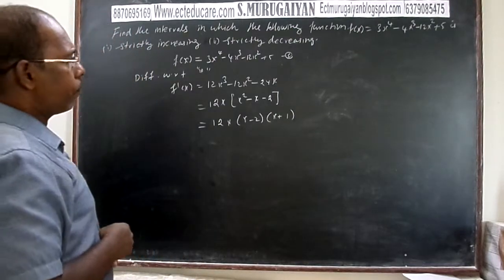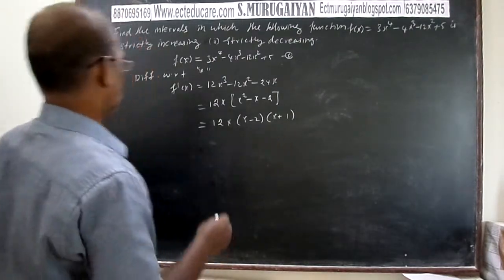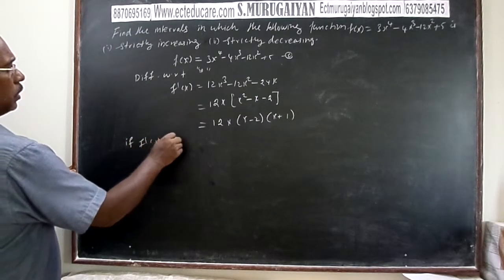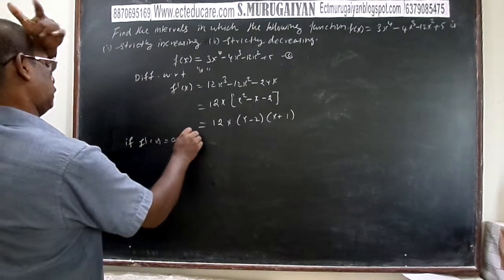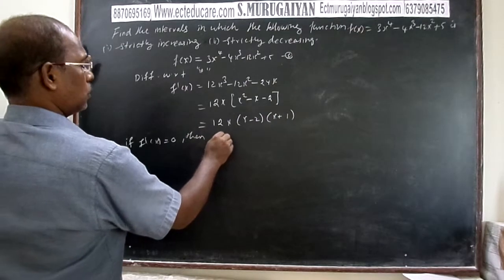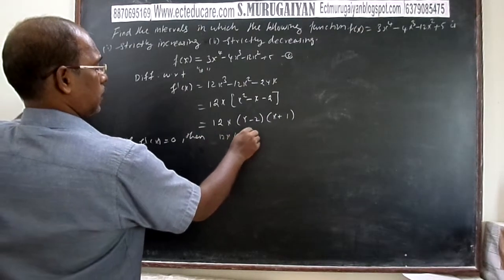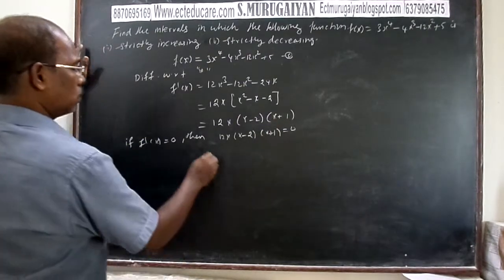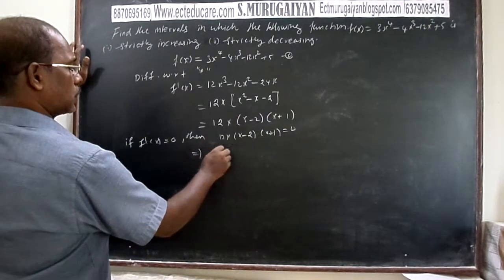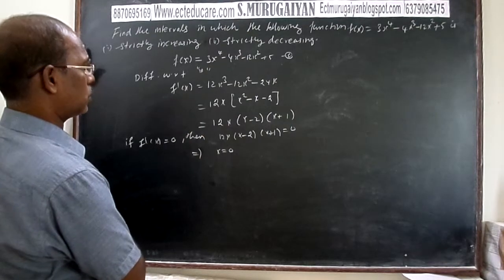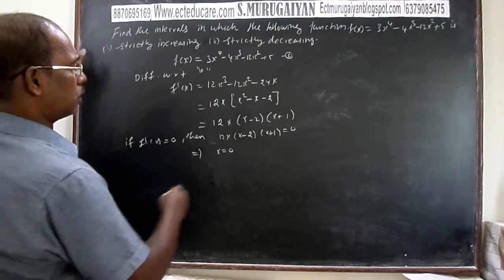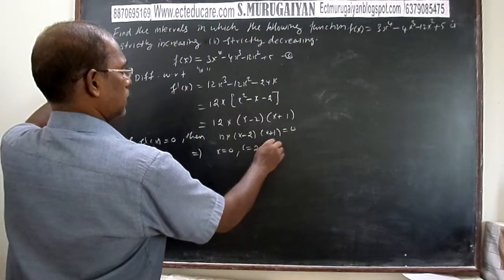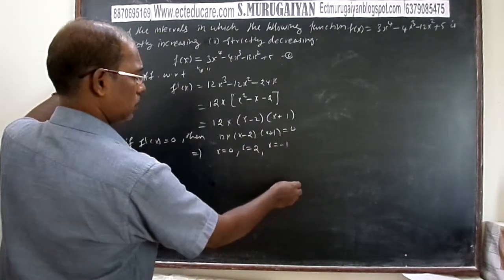So if f'(x) is equal to 0, then 12x(x - 2)(x + 1) will be 0. This implies that x = 0, one of the zeros of f'(x), and x = 2 and x = -1.